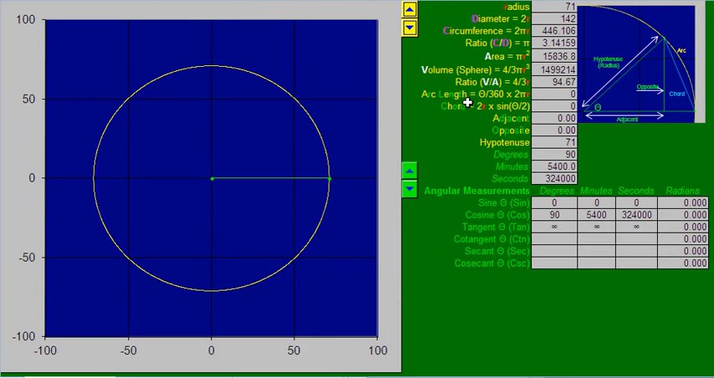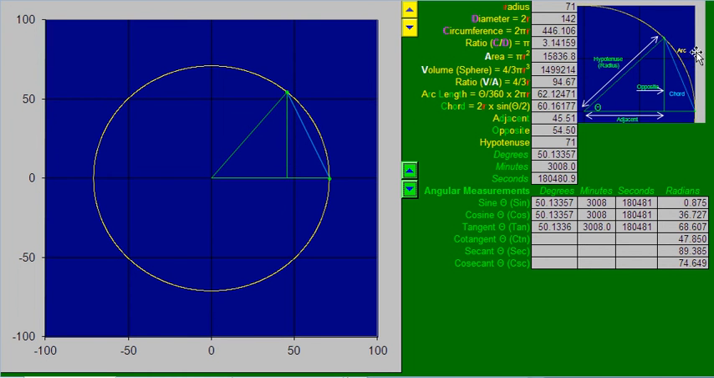So here now we can start changing the green values to demonstrate other portions of trigonometry within the circle. So if we change these values to determine trigonometric values, we can calculate area, volume, ratio of volume over area, the arc length, the chord, and there's a little diagram here in the upper right, in case you forget what some of those terms are.